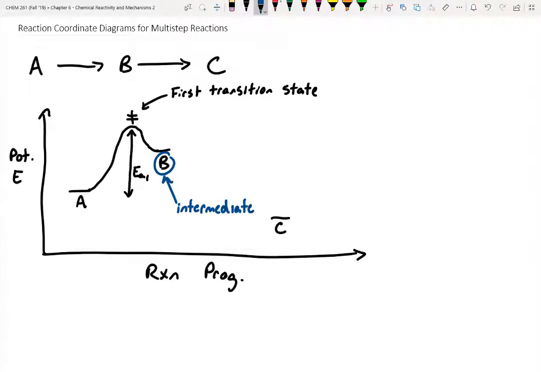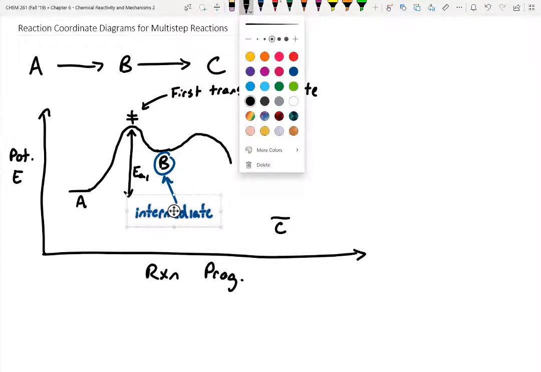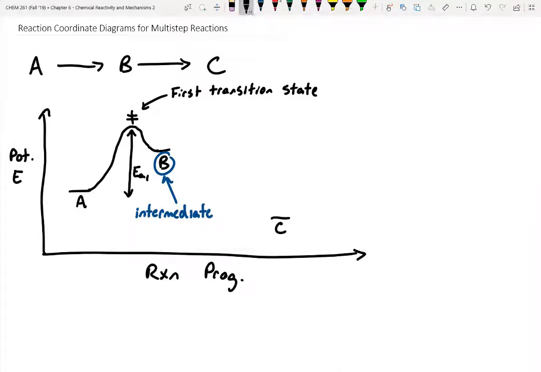All right, and then B going to C, let's do, actually, I'm going to slide this over. B will go to C next, like this, and then land there. The activation energy for this one is going to be like that, right? So over here, we can call this our EA2. And again, it will have a double dagger, and this will be our second transition state.